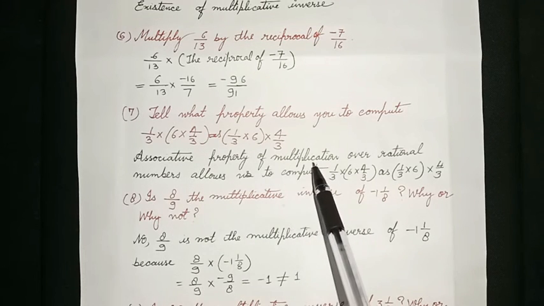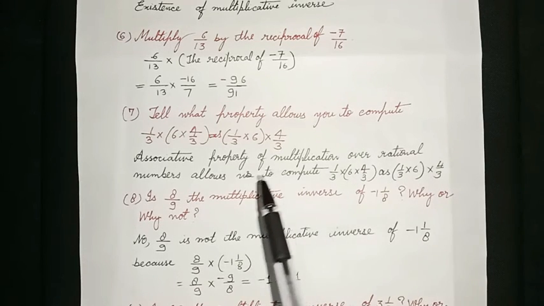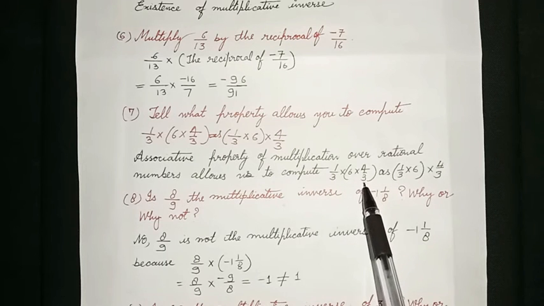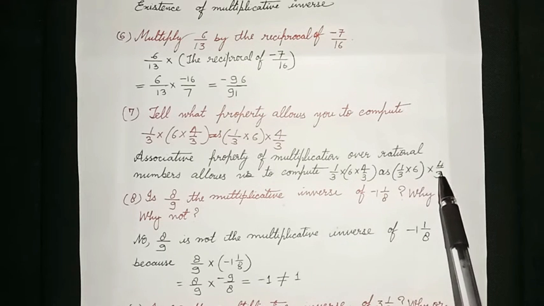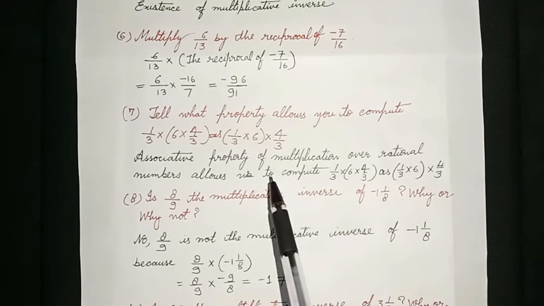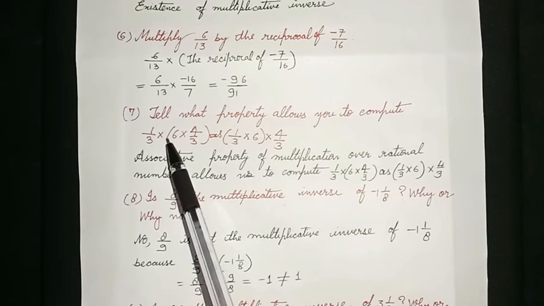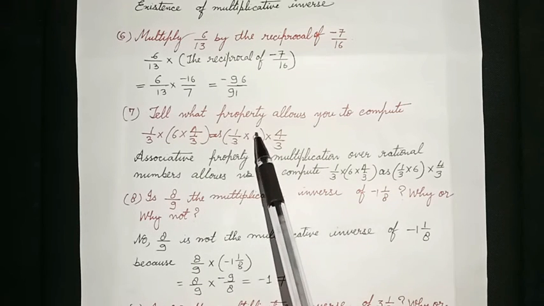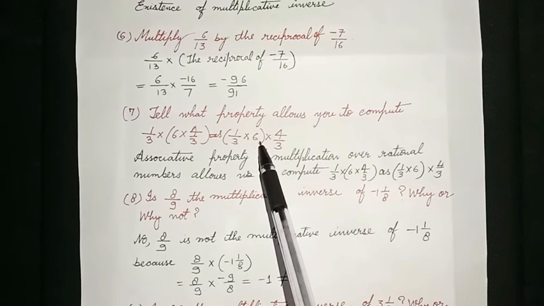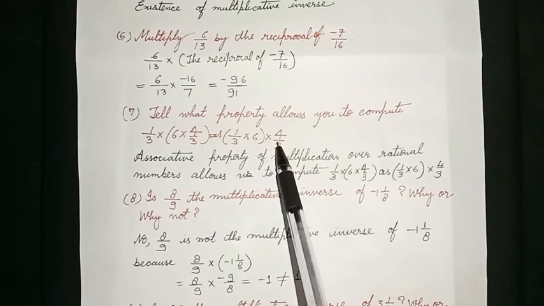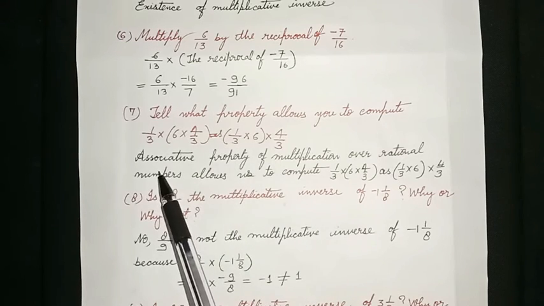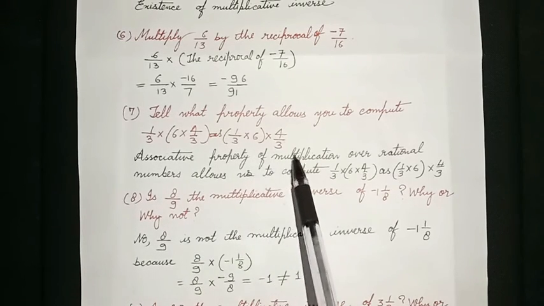Associative property of multiplication over rational numbers allows us to compute 1 by 3 into 6 into 4 by 3 as 1 by 3 into 6 into 4 by 3. Why? You can see here 6 into 4 by 3 I have grouped, and on the other side 1 by 3 into 6 I have grouped. So the answer will come same on both sides. So like this we can say we have used here the associative property of multiplication.